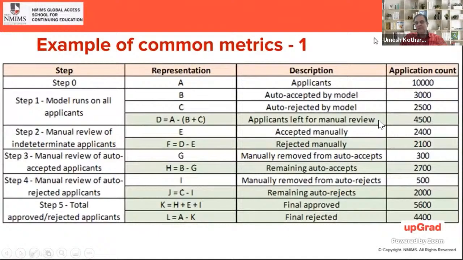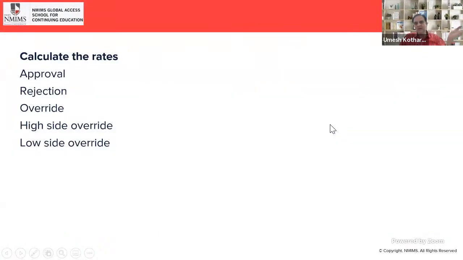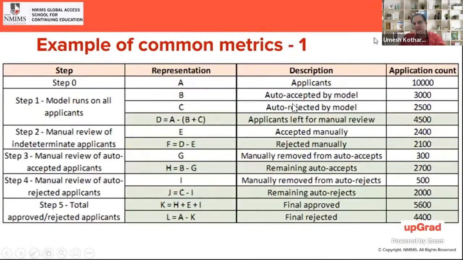Okay. Now, what we will do soon, not right away but in the next 5 or 10 minutes, is calculate the approval rate, the rejection rate, the override rate, the high side override rate as well as the low side override rate. So just keep this handy for now. Take a picture of this. You will need this part of the problem, and once you need that, then we will talk about it.